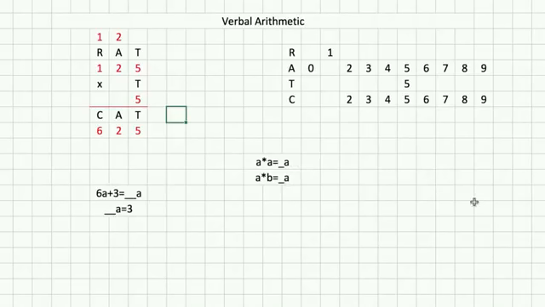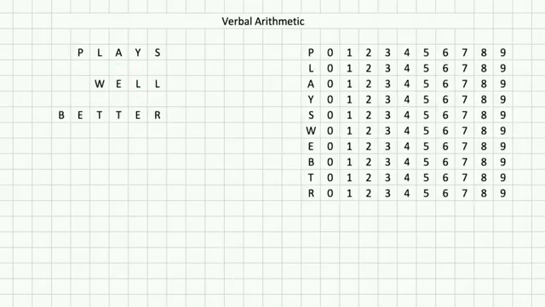Now, these are the basic problems that are there in verbal arithmetic, and these are easy to solve. Now let's move to a little difficult one. So here we have a 5-digit number plays, and a 4-digit number well, and a 6-digit number better.